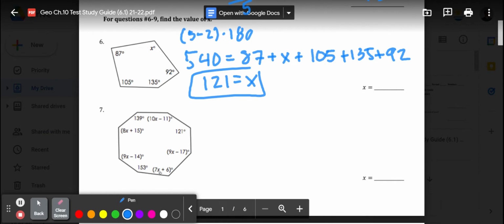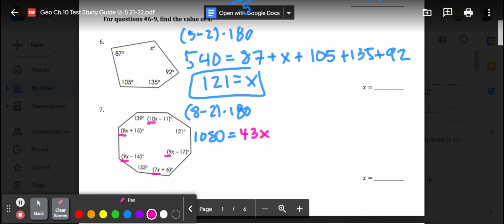Same thing here. We're going to have 1, 2, 3, 4, 5, 6, 7, 8 sides. So that's going to be 8 minus 2 times 180. So that's basically 6 times 180. So we're going to get 1080. I'm going to do some of this adding in my head just because it's going to get messy. 8x and 10x is 18 plus 9, that is going to give us 27, I guess, plus another 7. It's 34 plus another 9, 43. So I'm going to get 43x.